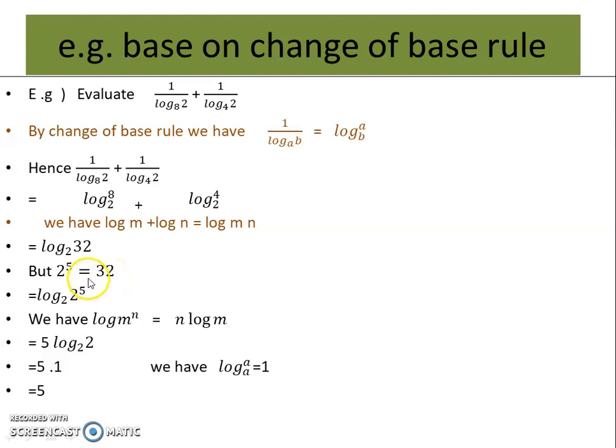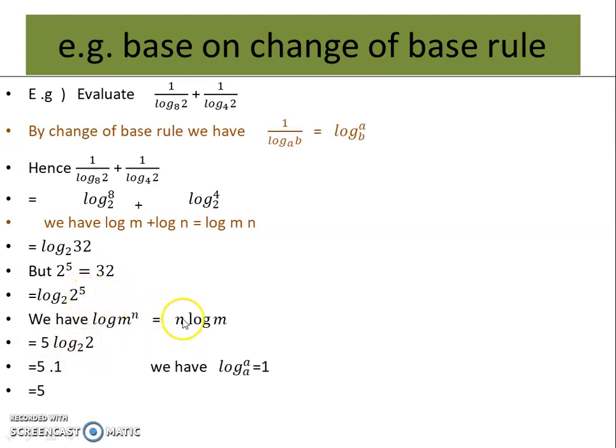So I put 2 raised to 5 instead of 32. So I derive log of 2 raised to 5 to the base 2. We have the basic power function law of logarithm, that is log m raised to n is n log m. So we put m equal to 2, n equal to 5. So we derive 5 log 2 to the base 2.